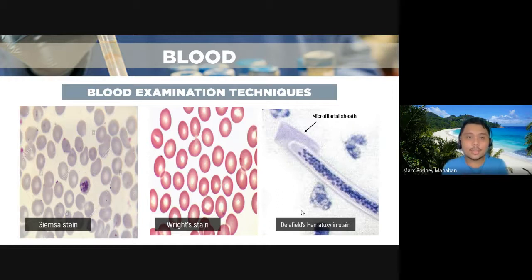Now, the presence or absence of a sheath, we use that for the identification of the species of the microfilarial worm, later when we go to the discussion of your filarial worms. Okay? All right.